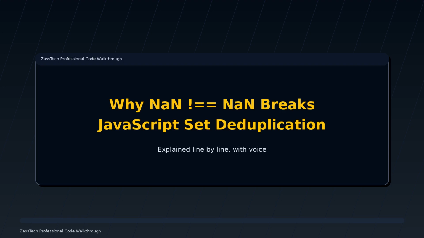NaN equals NaN, and that single quirk silently breaks set deduplication across countless real-world apps. Most developers miss this until production.